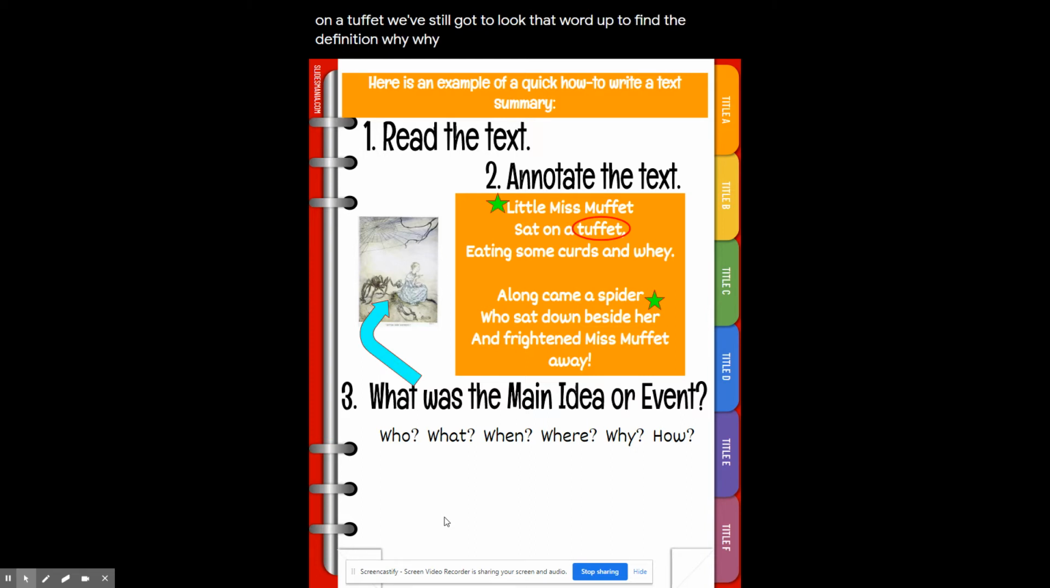Why? Why did she run away? Because the spider frightened her. How? We're not really sure how anything. We just know that this little person, Miss Muffet, was eating. The spider scared her away.